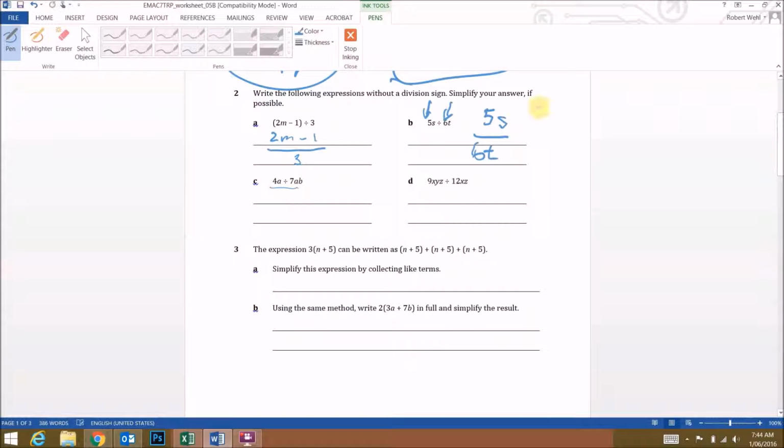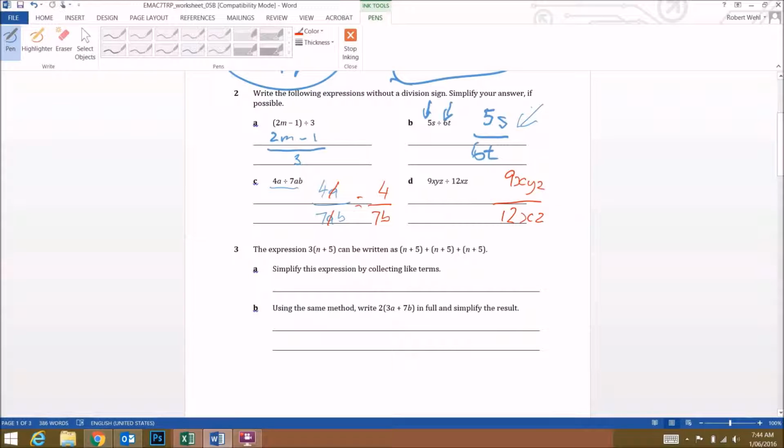Next one, here. Can we simplify this one? No, we can't. 4a over 7ab. We can simplify this one. All right, so we can get rid of the a's. So our answer would be 4 over 7b. Okay, and then the last one, 9xyz over 12xz.